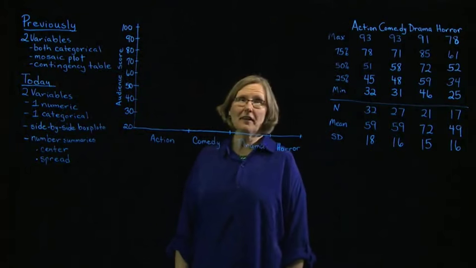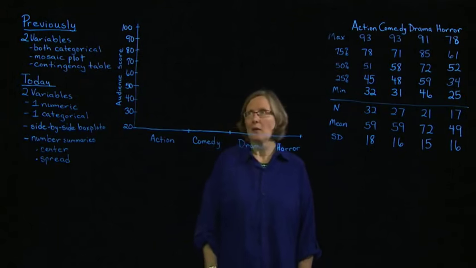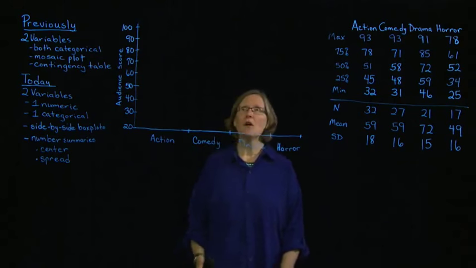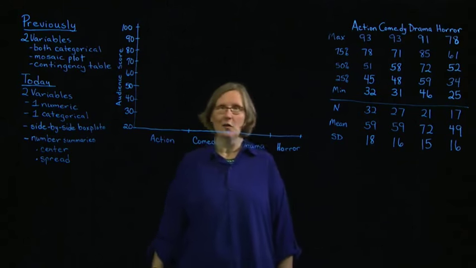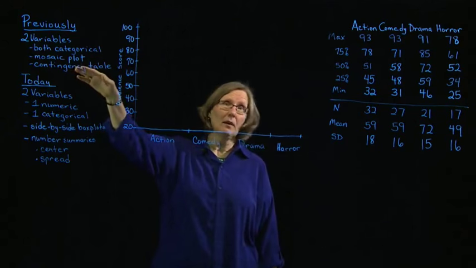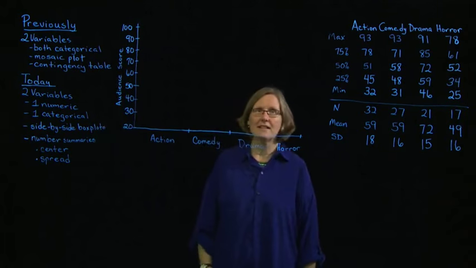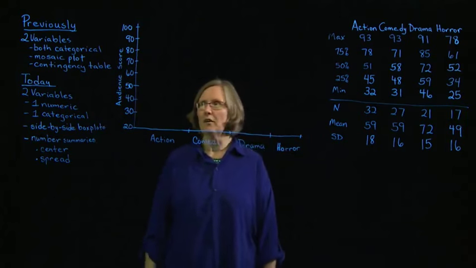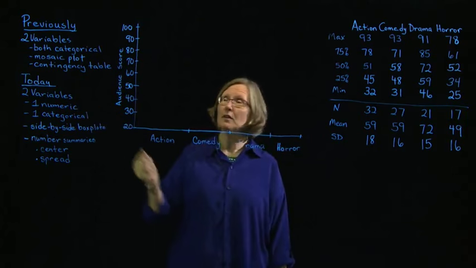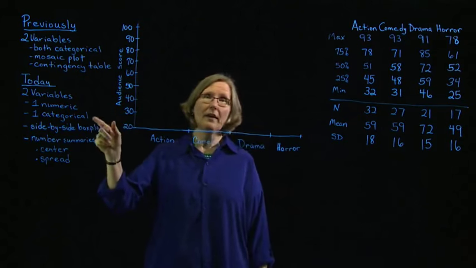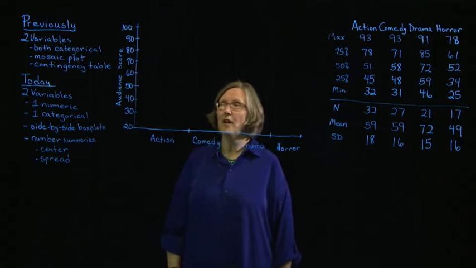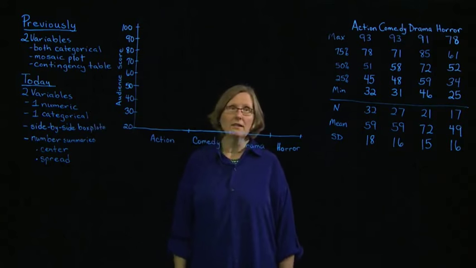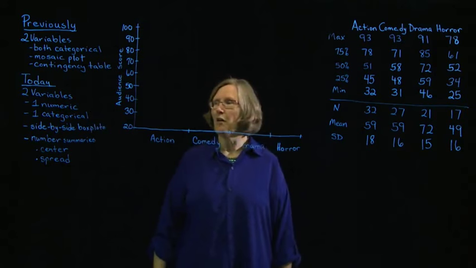In our last two videos, we've started exploring the relationship between two variables where both of those variables were categorical. We used a mosaic plot as a graphic and a contingency table for our number summaries. Today we'll be moving to the case where we're looking at the relationship between two variables where one of those variables is numeric and the other is categorical. We'll be using side-by-side box plots and number summaries with which you're already familiar.